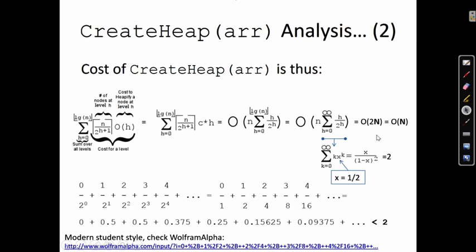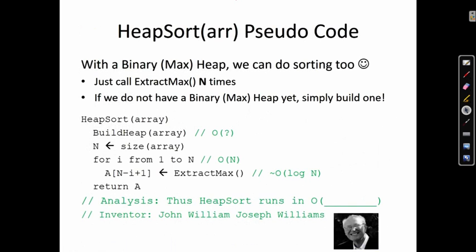Done. So fast heap create is O of n, instead of the more intuitive O of n log n. So now we can actually do heap sort. Heap sort is like this. In heap sort, you take in the array of inputs, and then you use your fast build heap operation, which is actually big O of n, right?